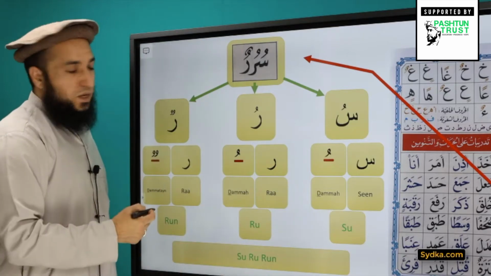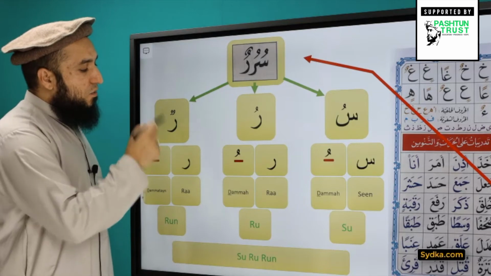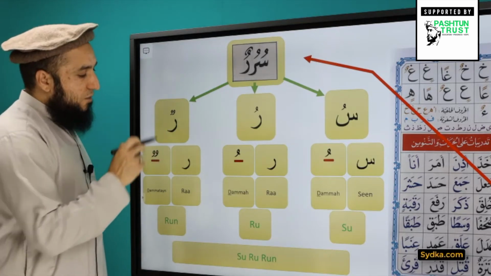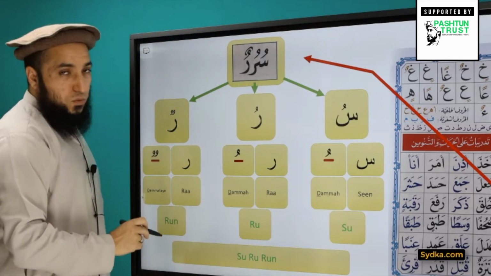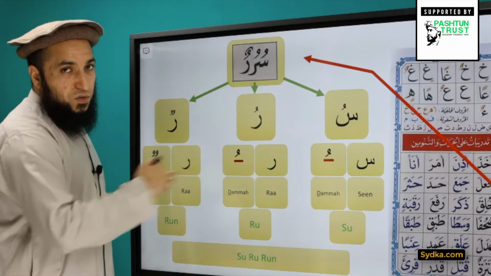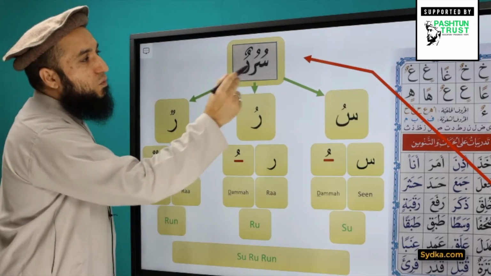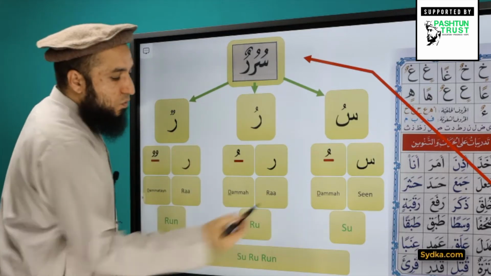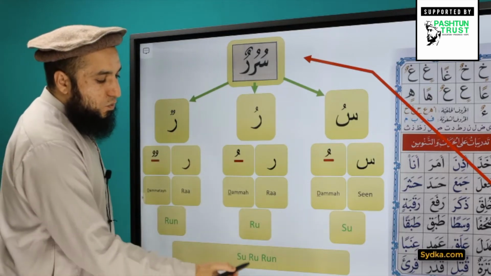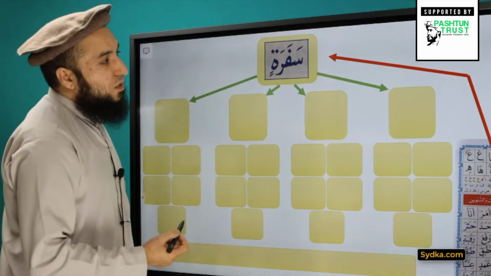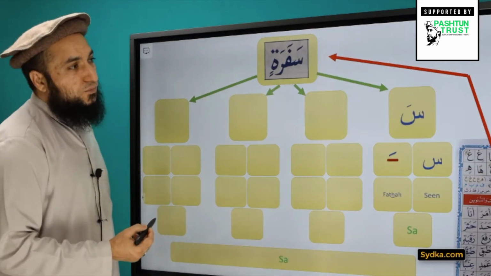The third syllable we have is ra dhammatain run. Ra is not silent, and we have dhammatain as haraka. Ra dhammatain run. Now we combine the 3 syllables. We have sururun, sururun.